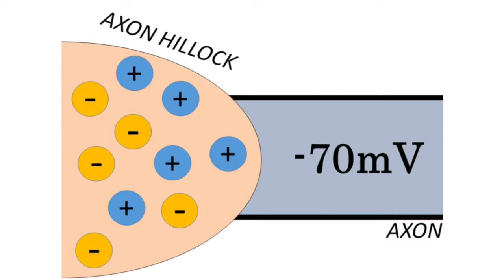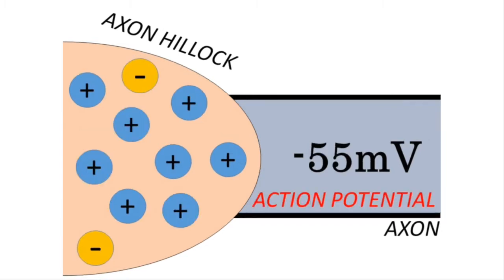When a bunch of positive ions gather at the axon hillock, this value starts to climb up to negative 70 millivolts, then negative 65 millivolts, then negative 60 millivolts, and when enough positive ions gather at the axon hillock to push the polarization to negative 55 millivolts, then the neuron will fire. And when a neuron fires, it's called an action potential.